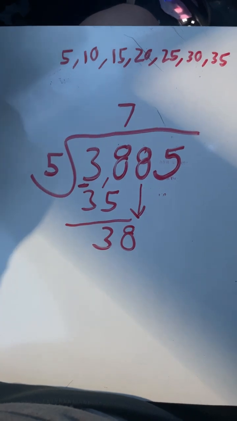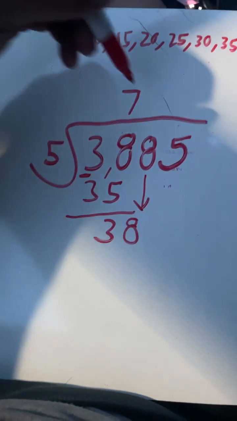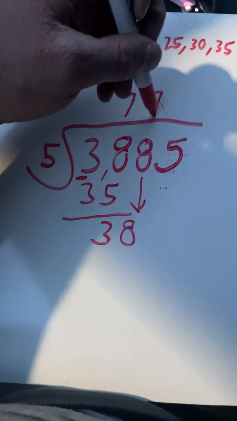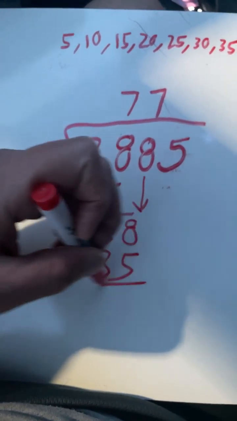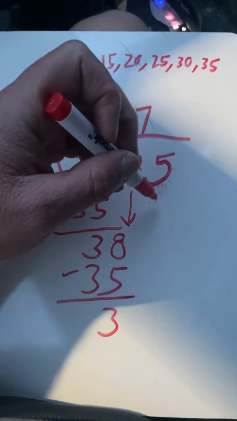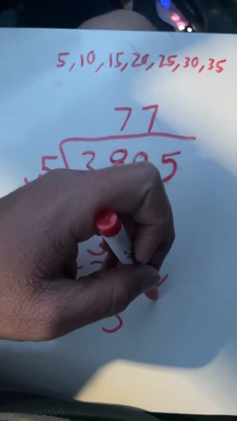So we already know how many times 5 goes into 38. We just did that out. 5 goes into 38 7 times. So I'm going to put another 7 here. 38 minus 35 equals 3. So we have a remainder of 3. I'm going to bring down the final number.